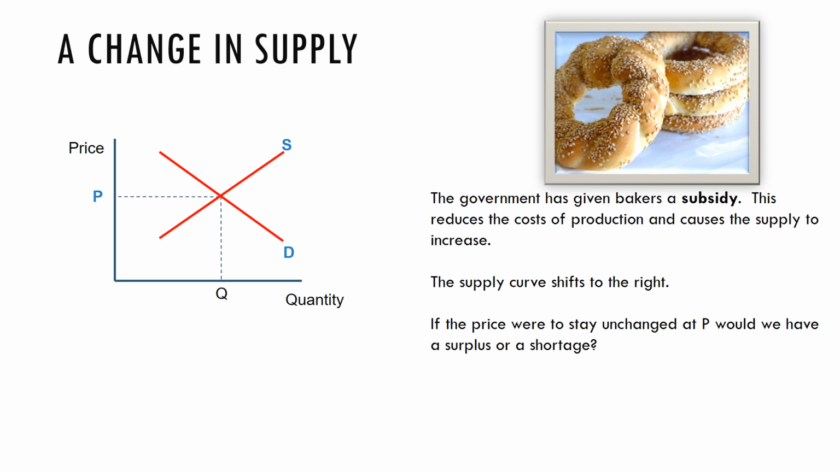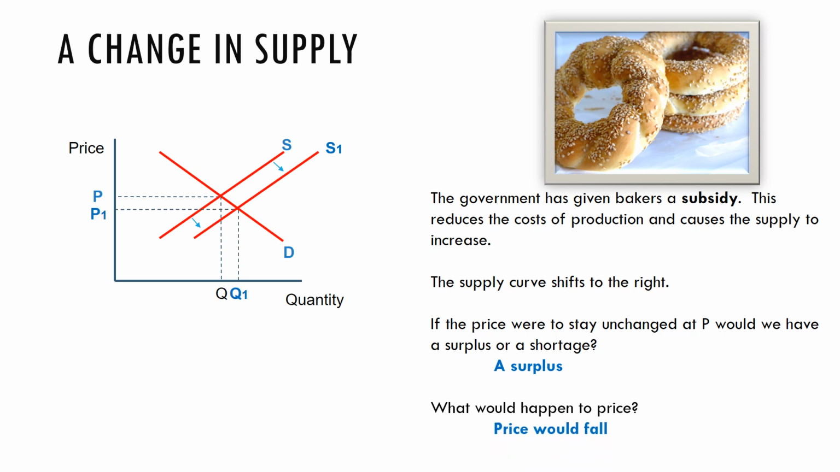We can have a look at changes in supply as well. For example, the bakers have received a subsidy. This would shift the supply curve to the right. Would there be a surplus or a shortage? There would be a surplus. More would be being produced at a current price P. So what would we expect to happen if there's a surplus? We would expect the price to, that's right, we'd expect the price to fall to P1.